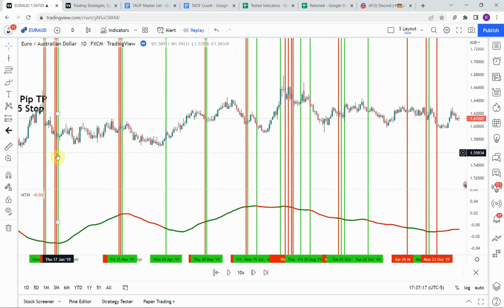So we have 1, 2, 3, 4, 5, 6, 7, 8, 9, 10, 11, 12, 13, 14, 15, 16, 17, 18, 19, 20, 21, 22, 23, 24, 25, 26, 27, 28. 28 trades all together. And we have 14 winning trades. And so, unfortunately, that is not going to meet the 60% criteria that we are looking for.